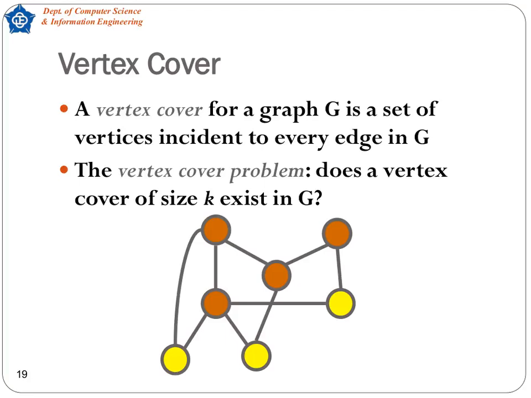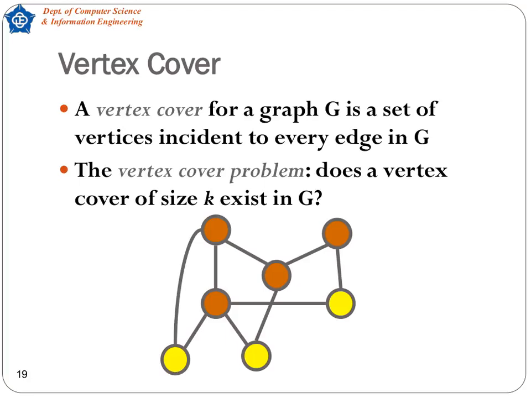Building on our discussion of reductions from clique to vertex cover, let's dive into the vertex cover problem in graph theory. A vertex cover of a graph G is a set of vertices that touches every edge in G, meaning each edge has at least one endpoint in the cover. Formally, given a graph G and a number k, the decision problem asks, does there exist a vertex cover of size k?